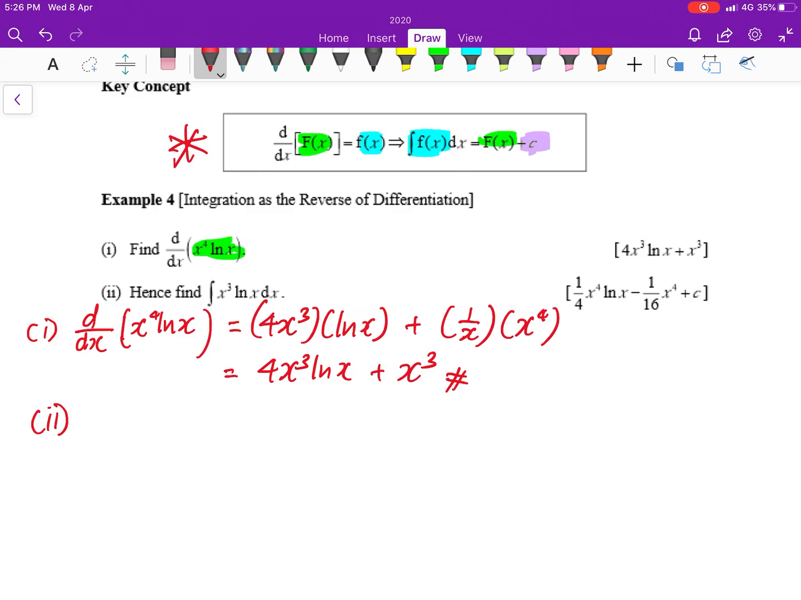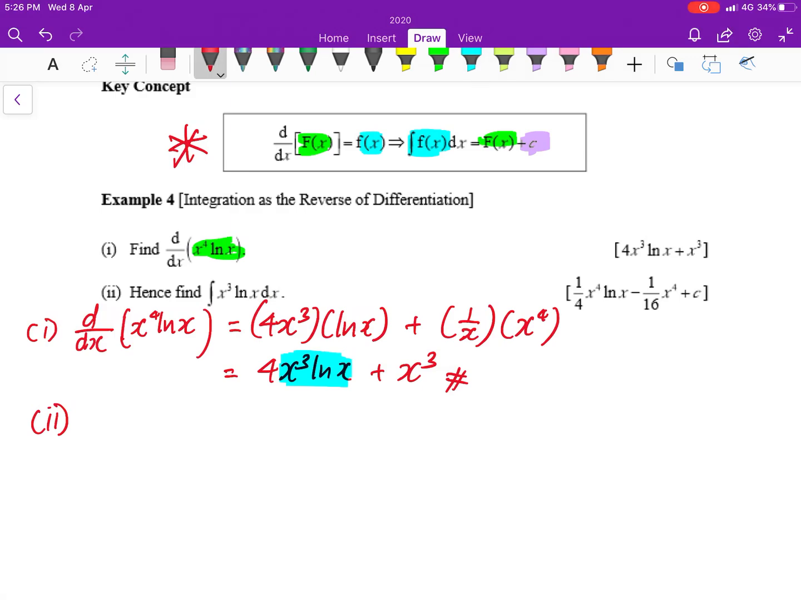Can I see any x cubed ln x in my previous question? If you look carefully, it is here. Okay, it appears here. Correct? Alright, so I have to do very slowly. Okay, do very slowly how to get the correct answer. But the only difference is there is a 4 there.